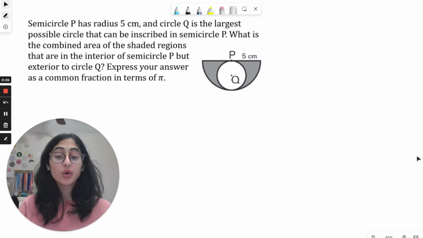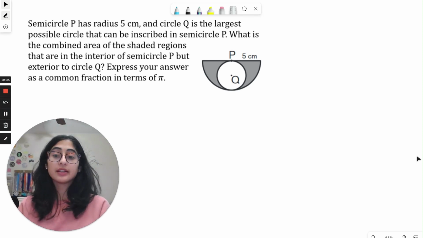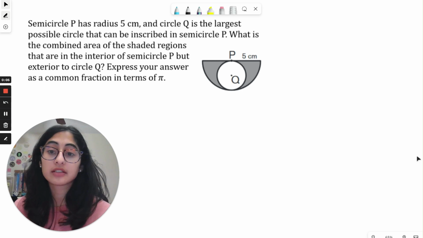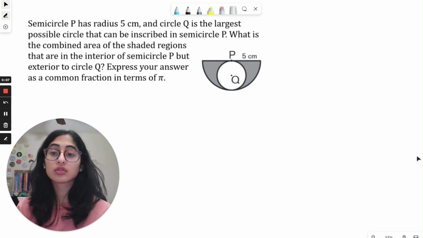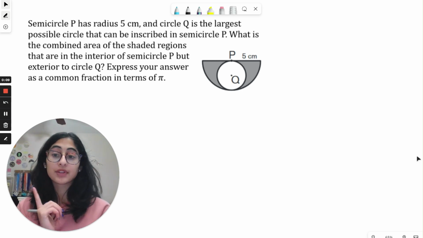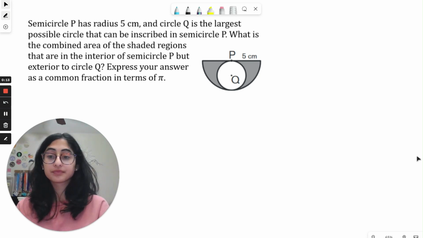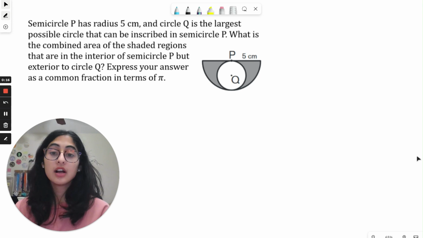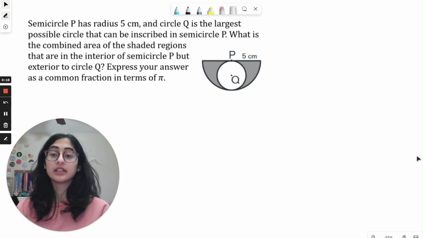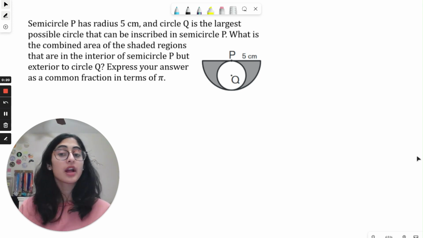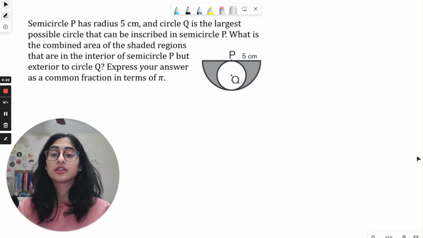Alright, so this is question 4 of the Week 2 Math Counts handout, and it says semicircle P has a radius of 5 centimeters, and then circle Q, which you can see in the picture, that's the largest possible circle that can be inscribed in semicircle P. What is the combined area of the shaded regions that are in the interior of semicircle P, but then they're exterior to circle Q, and then express your answer as a common fraction in terms of pi.